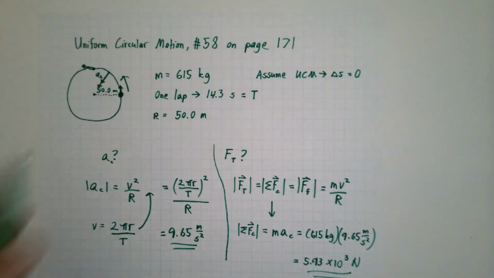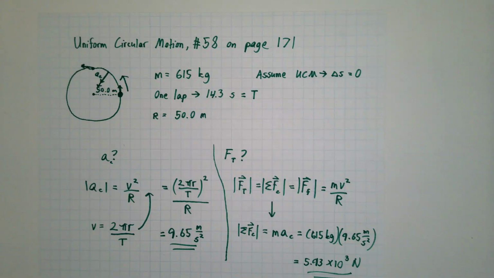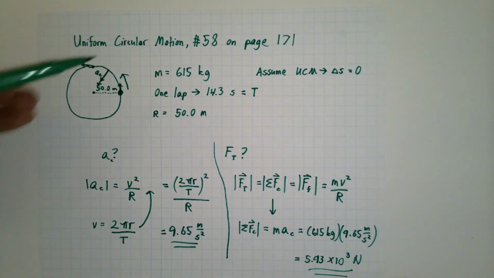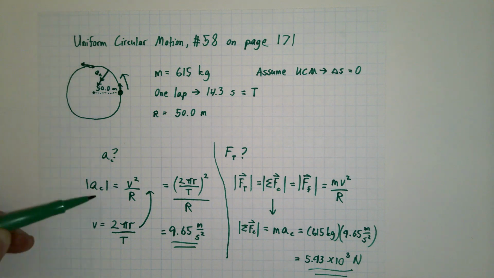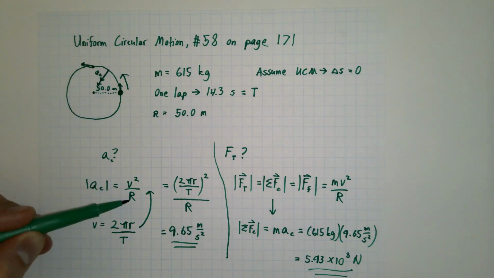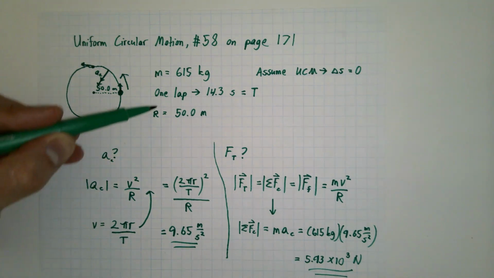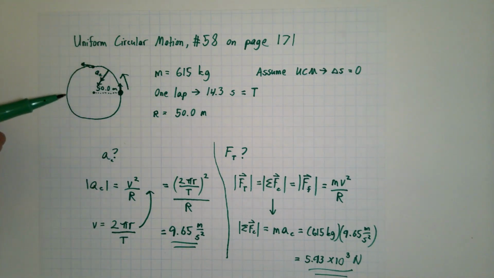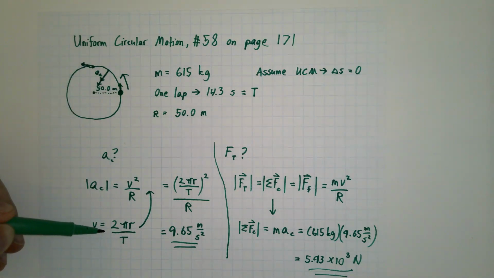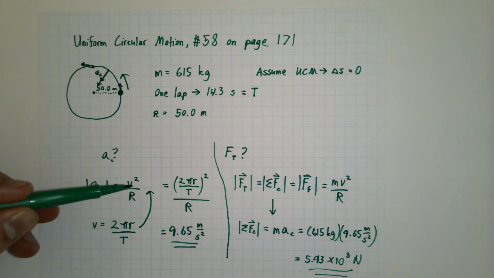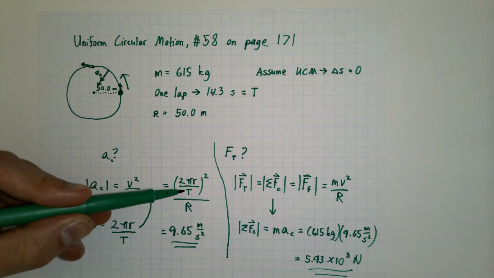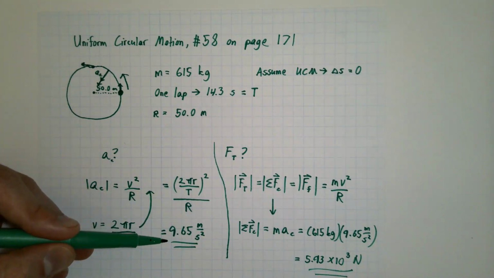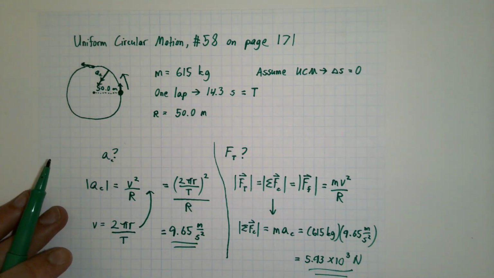To summarize, we have a race car traveling in a circular track. Because it's traveling in a circle, its velocity is changing because its direction is changing. If the velocity is changing, then there's some acceleration. That acceleration is directed towards the center. To quantify that acceleration, we know that it's v squared divided by r. We're not given the velocity, but we are given the period, T, 14.3 seconds, and the radius, r, which is 50.0 meters. From this formula right here, we could find the velocity, put that into our centripetal acceleration equation. We find that our centripetal acceleration is 9.65 meters per second squared.